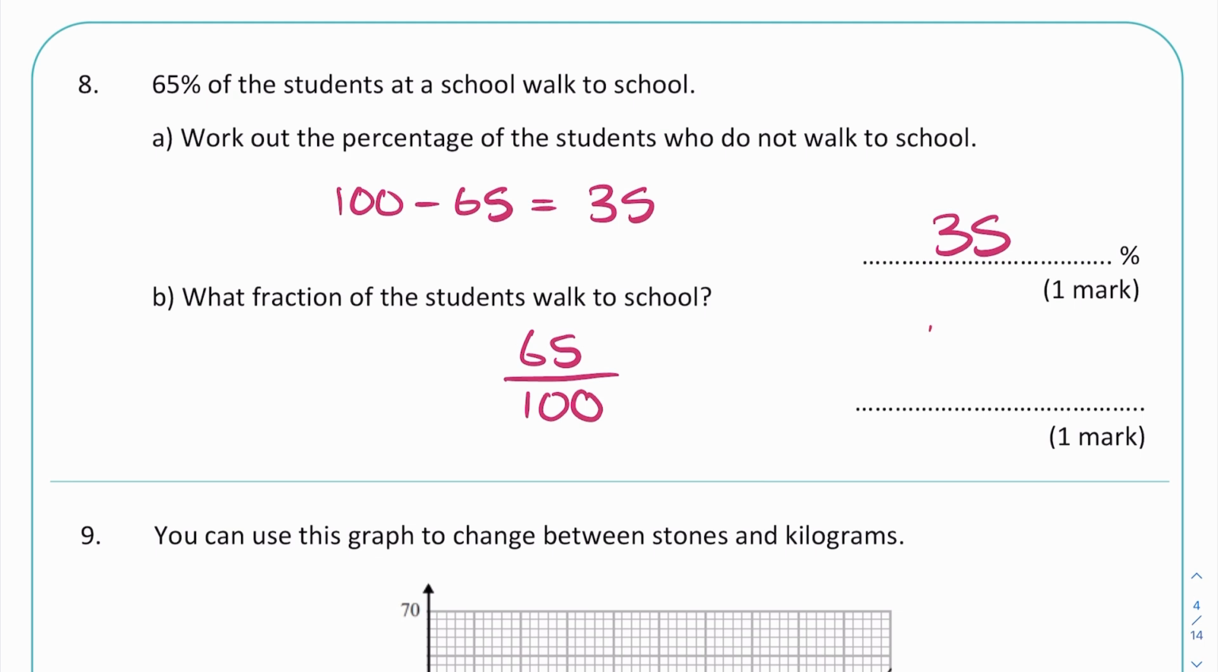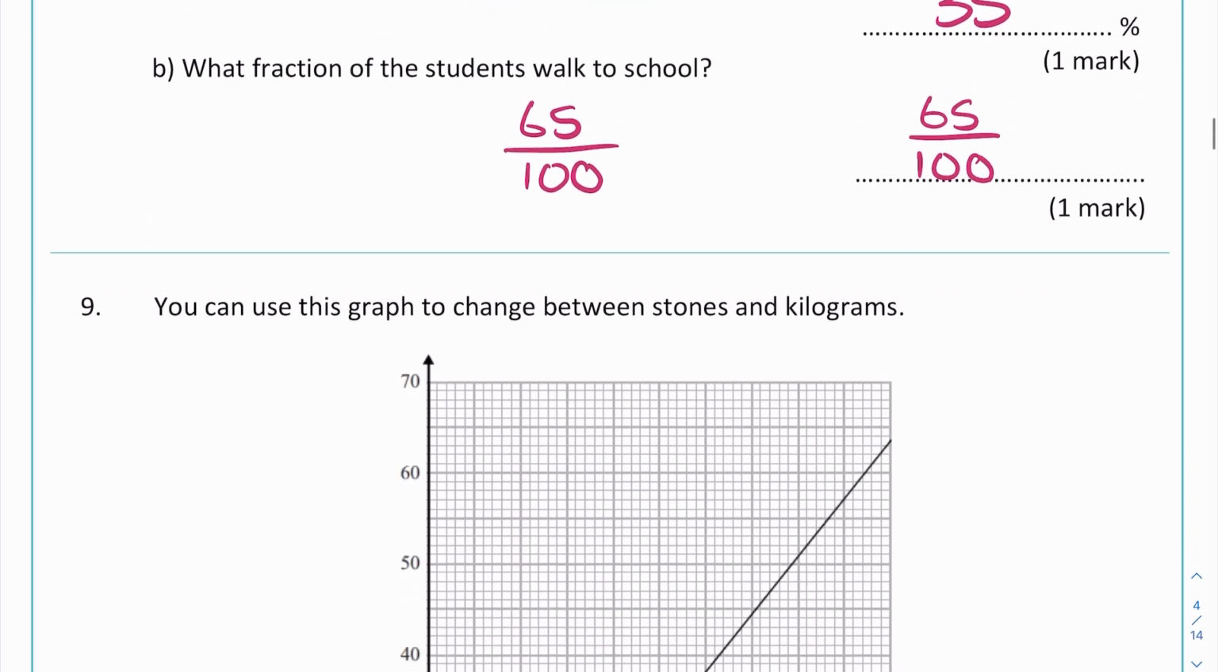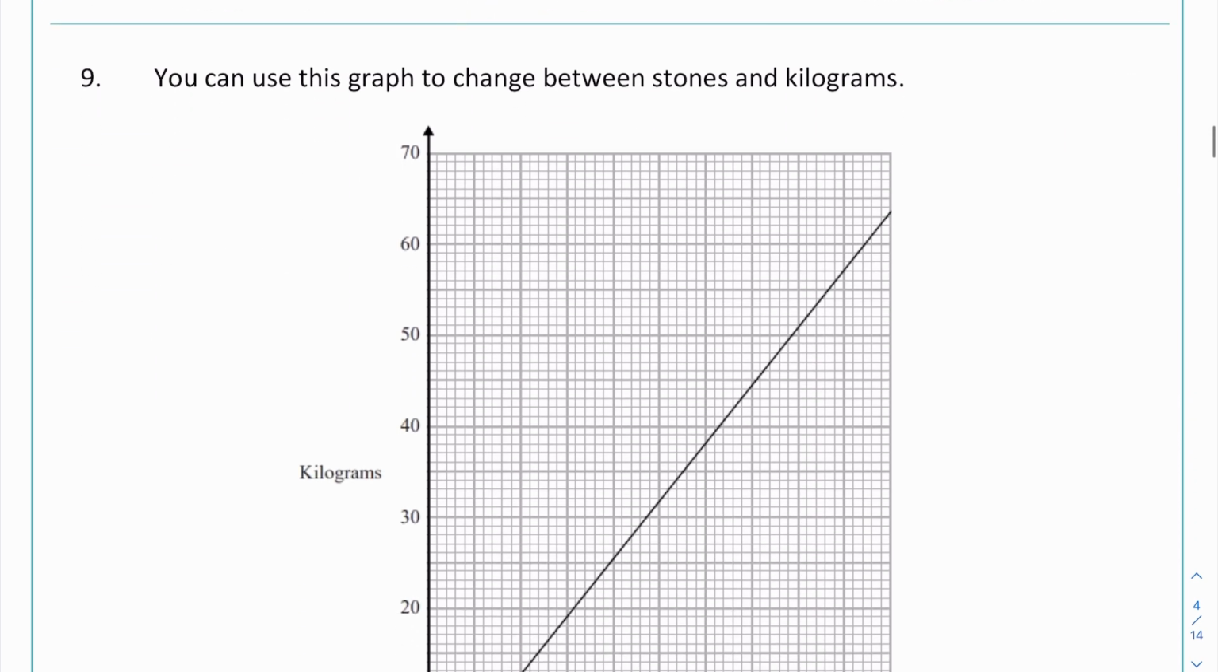It doesn't say to give your answer in its simplest form, so I'm not going to bother simplifying it. Again, I don't want to make a mistake, but you do have a calculator. So if I just press my fraction button, or I can type in 65 divided by 100, and that will simplify it for me, and I get 13 over 20 on my calculator. Either answer is fine, so you could give a simplified version, but you don't need to. It doesn't say give your answer in its simplest form. So there we go, 65 over 100, absolutely fine for that 1 mark.